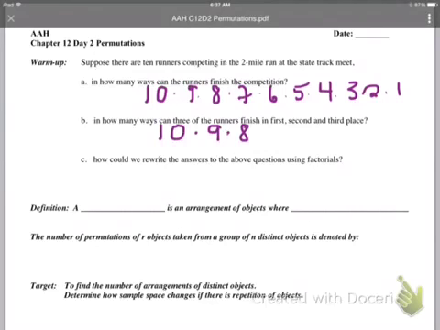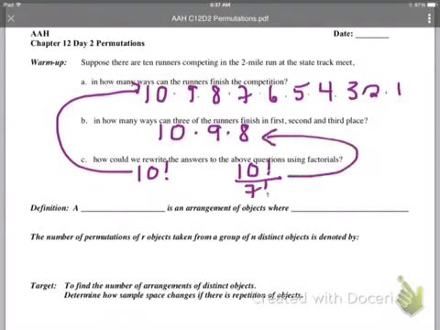So this, I think, is going to be a little more challenging. A, as I already said, could be 10 factorial. And for the second part, this one I think is harder to see, but essentially what we could do is think of this one as 10 factorial divided by 7 factorial, which is this one.